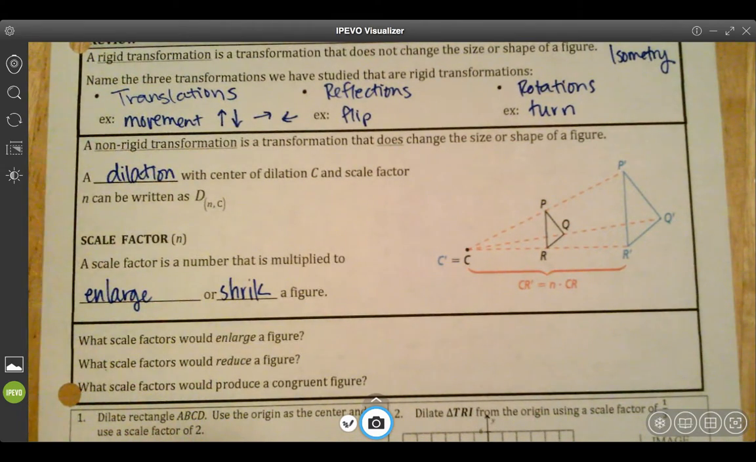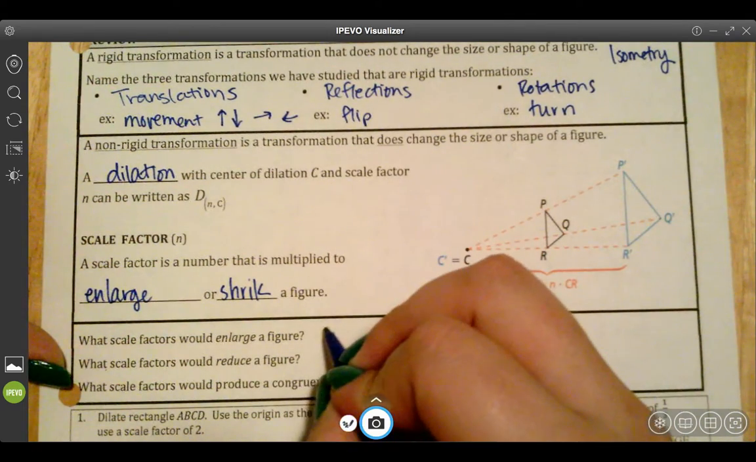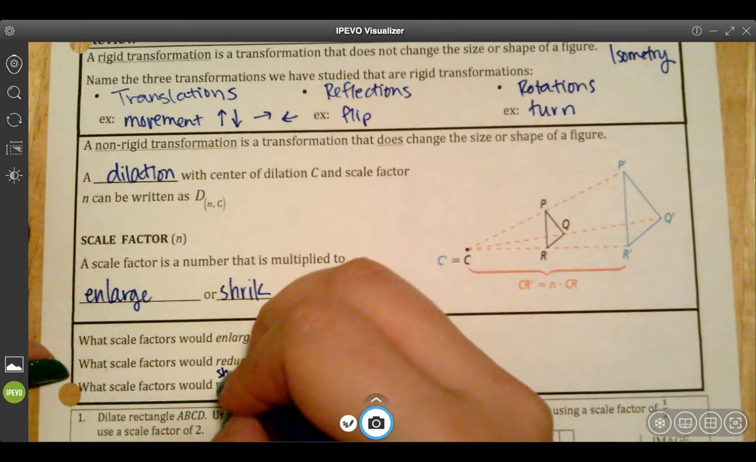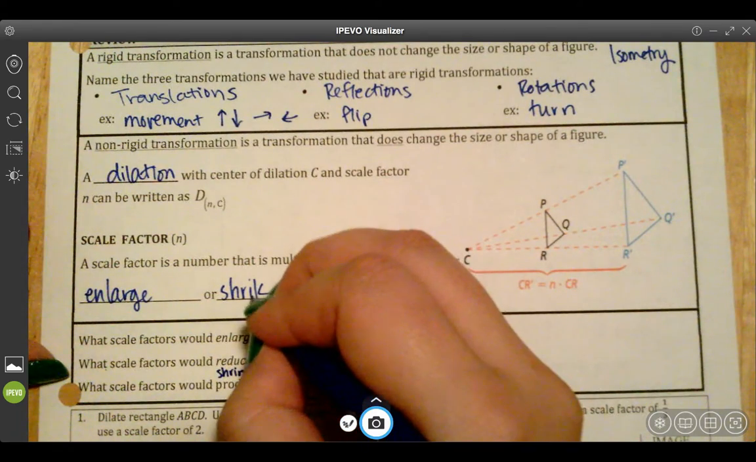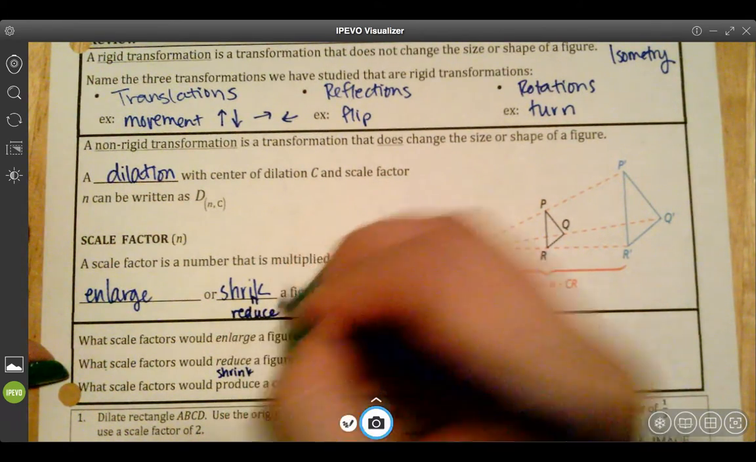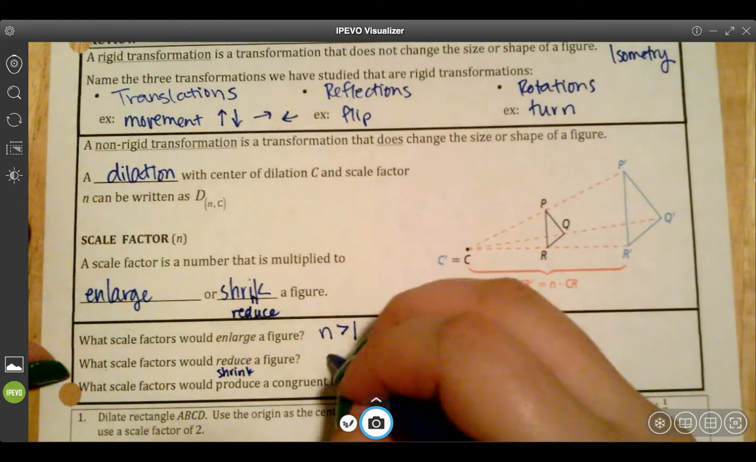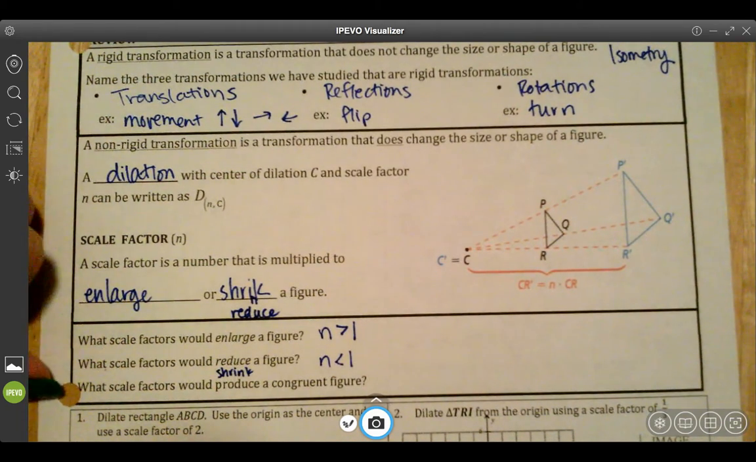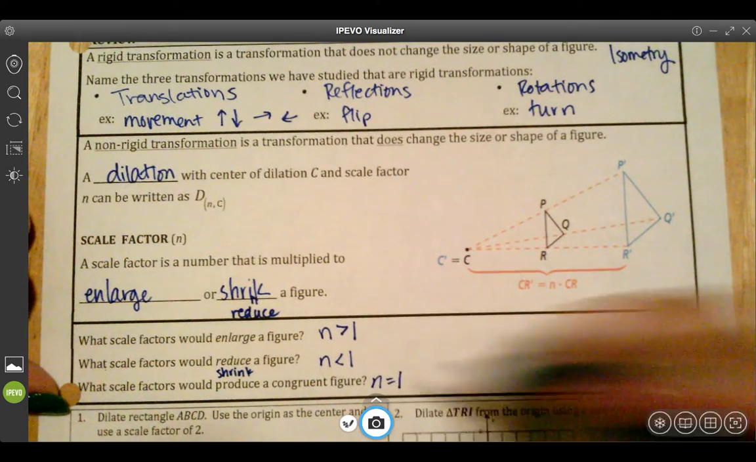What scale factors would enlarge a figure? Enlarge, making it bigger, means we need to multiply by a number that will make it bigger. So a scale factor greater than 1 will make the figure larger. Which scale factor will reduce a figure? Shrink or reduce is the number that will make it smaller. That is something less than 1. If I multiply something by a half, it gets smaller. If I multiply something by 7, it gets bigger. What scale factor will produce a congruent figure? If it's not bigger or smaller then it's congruent, that is a scale factor of 1.